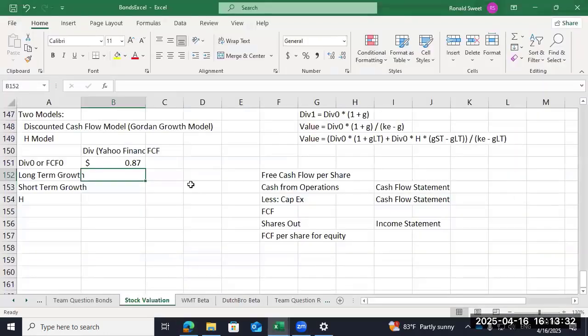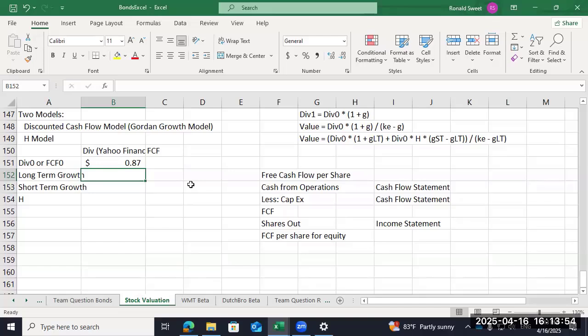So remember, free cash flow is really the number you want. And you probably want to talk about this in your paper. So you might want to say, yeah, Walmart paid 87 cents per share in dividends this last year. However, I don't think that truly reflects the free cash flow of Walmart. Therefore, I'm going to use free cash flow per share. I would do something like that because you want to have that in your paper.